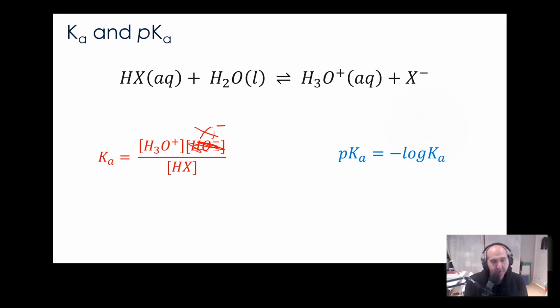Often, not always, but often, instead of talking about Ka, we talk about pKa. And that just means minus log of the Ka. That takes small numbers and makes them sit between, say, 0 and 50. So it makes life a little bit easier. So just like pH, a smaller pKa value means we have a stronger acid, because there's a negative sign in the equation.